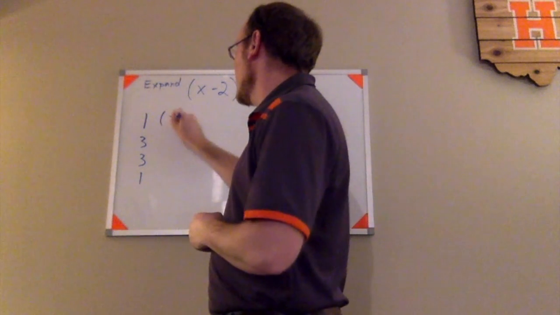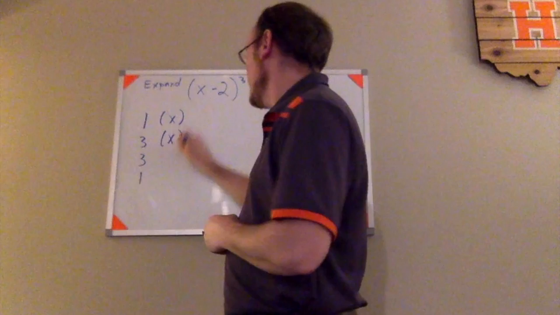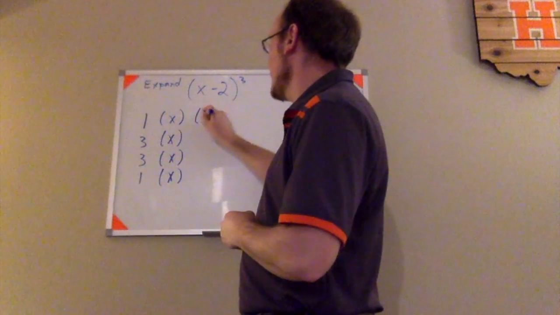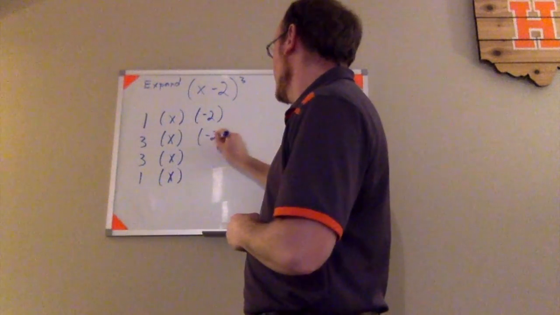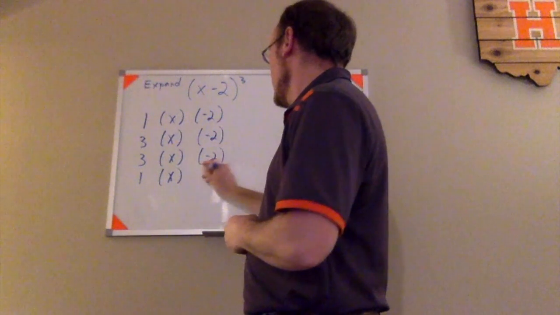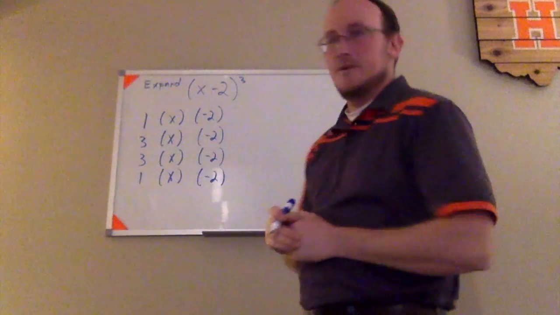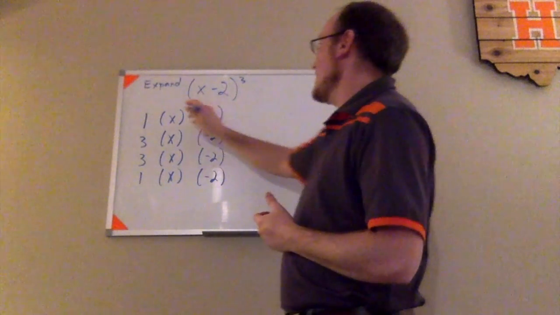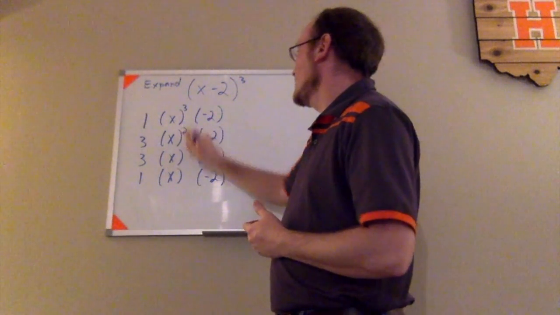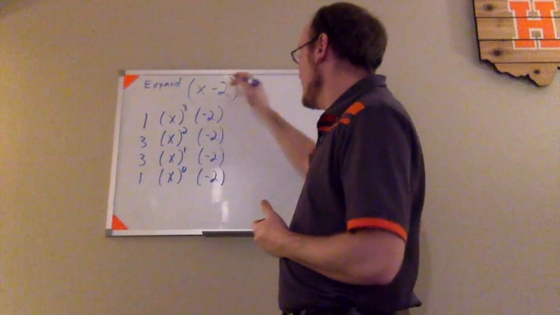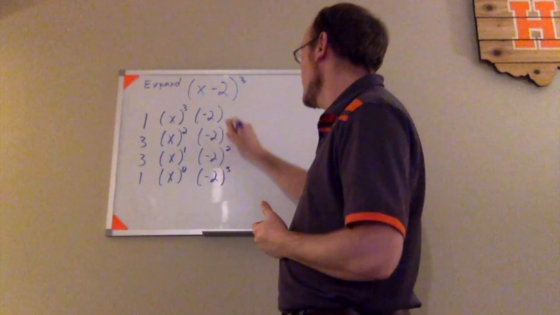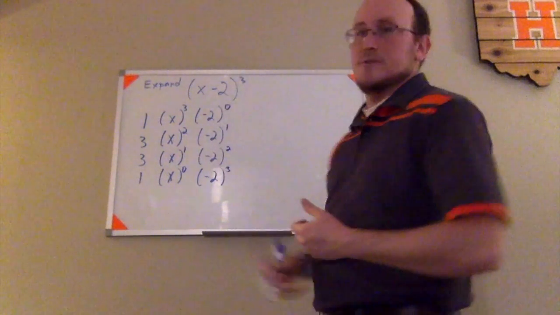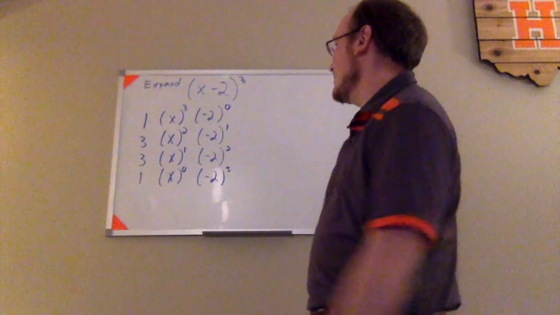Each one of these is going to get an x, and each one of these is going to get a negative 2, like so. And then I'm going to fill in the powers on those. Again, starting at 3 on the x, I go down 3, 2, 1, 0, and then back up the other way, 3, 2, 1, 0. Remember, the powers on both of these pieces are supposed to total the original power every time.